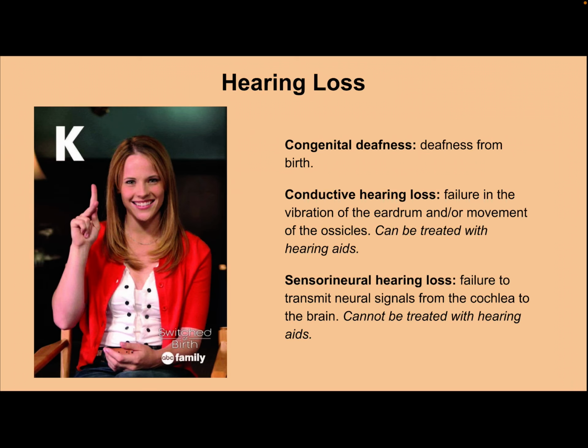Just a suggestion. Congenital deafness is deafness that you're born with, deafness from birth. Conductive hearing loss is the failure in the vibration of the eardrum or the movement of the ossicles. It's a physical cause of deafness, and this is the kind that can be treated with hearing aids. Sensorineural hearing loss, on the other hand, is the failure to transmit the signals from the cochlea to the brain. This one cannot be treated with hearing aids, although it can sometimes be treated with cochlear implants.